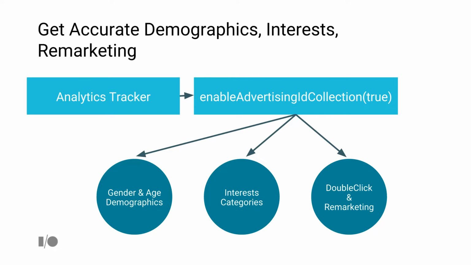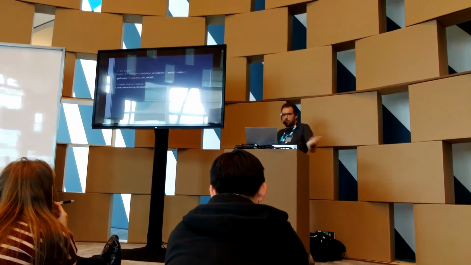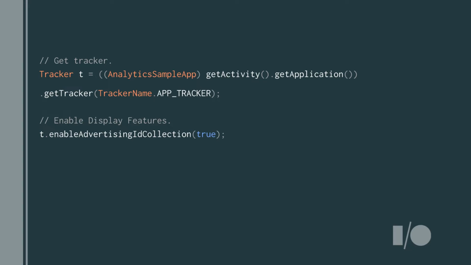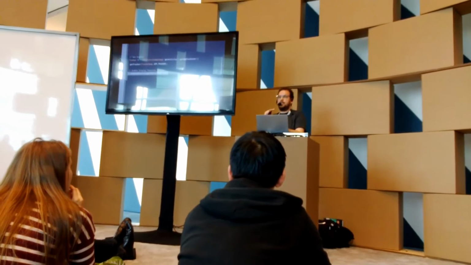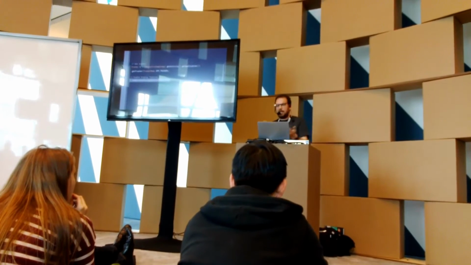You can get gender and age demographics. You can understand the interests of these users. And then you can use this information for DoubleClick and remarketing. For example, if you're using AdMob, this is invaluable content. And how do you do that? Well, you get your analytics tracker, and you just call enableAdvertisingIdCollection set to true. Doing this, after a while, it takes a while because your application needs to get whitelisted, but I talk in minutes.